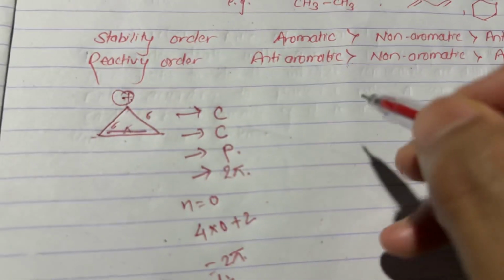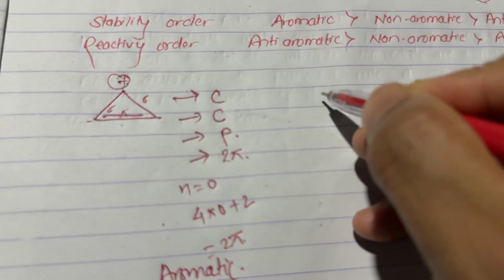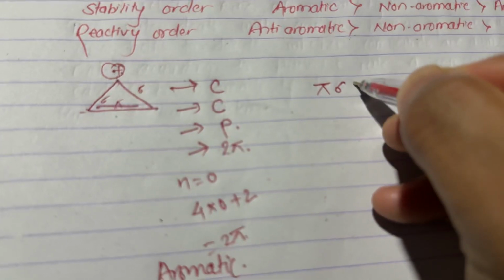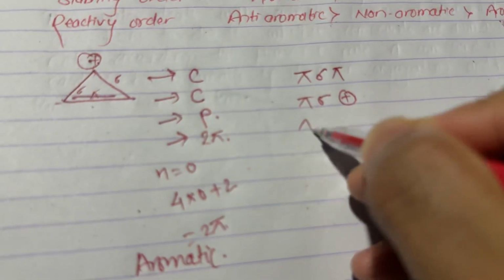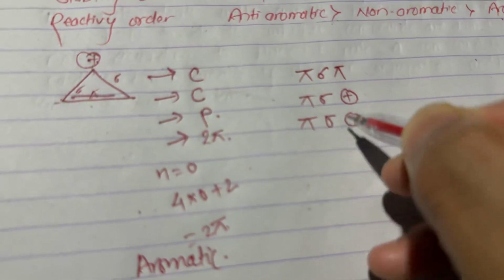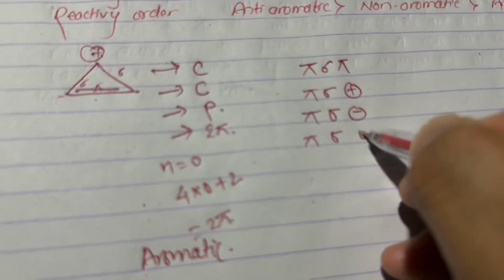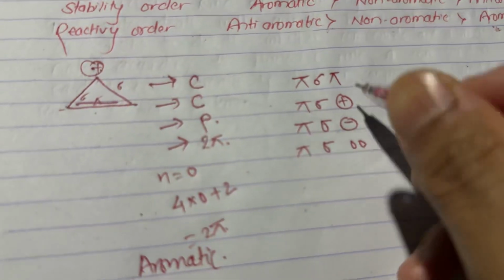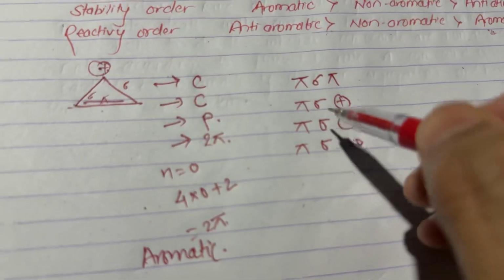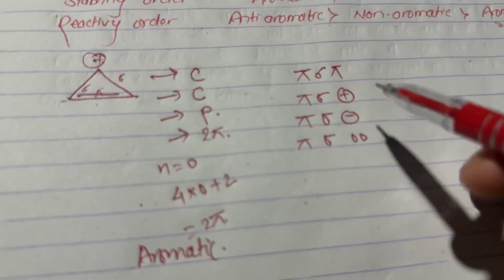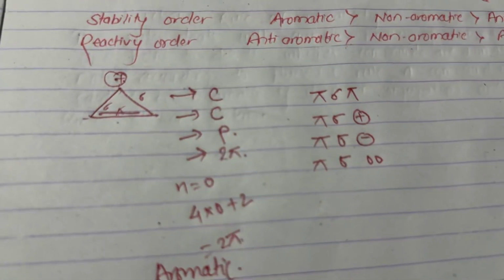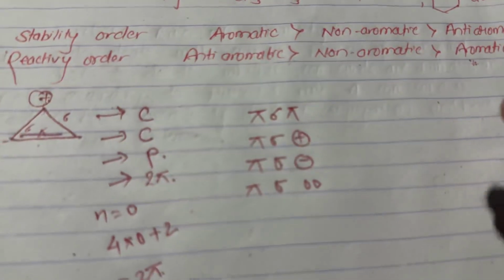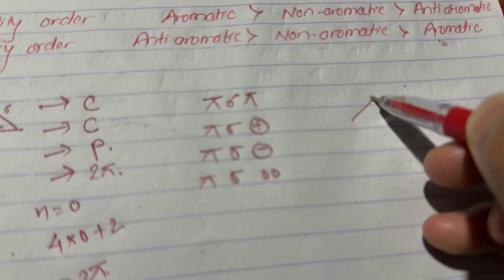So while talking about conjugation, you should check the pi, sigma, pi condition, pi, sigma, positive charge condition, pi, sigma, negative charge, pi, sigma, lone pair. So these are the conditions for conjugation. If there is such a condition in an organic compound, there will be conjugation in that compound. Another example, let me take another example.